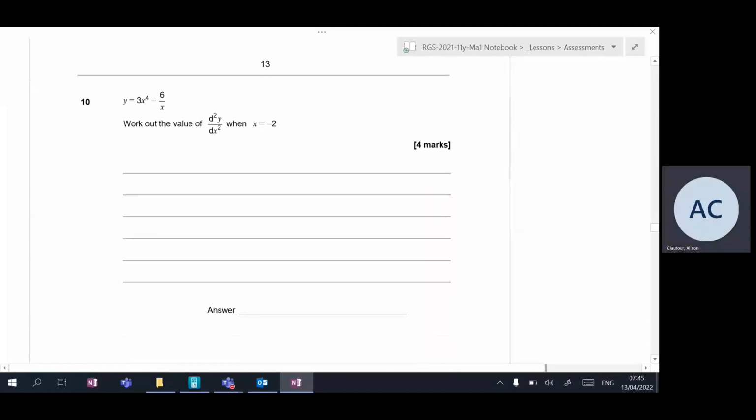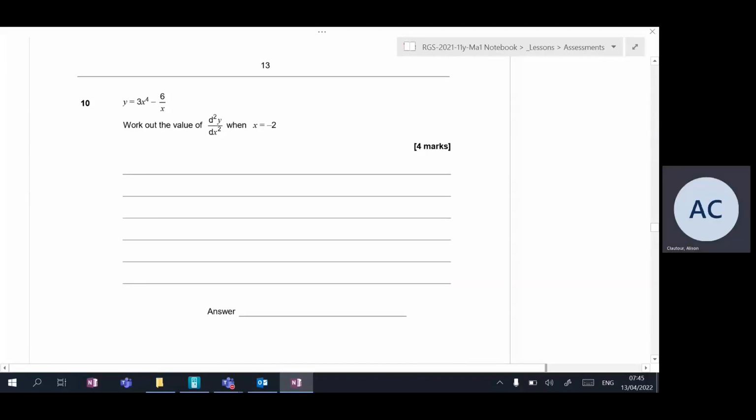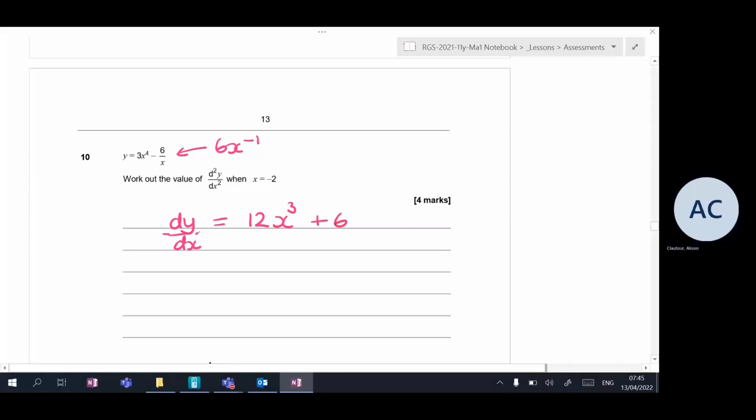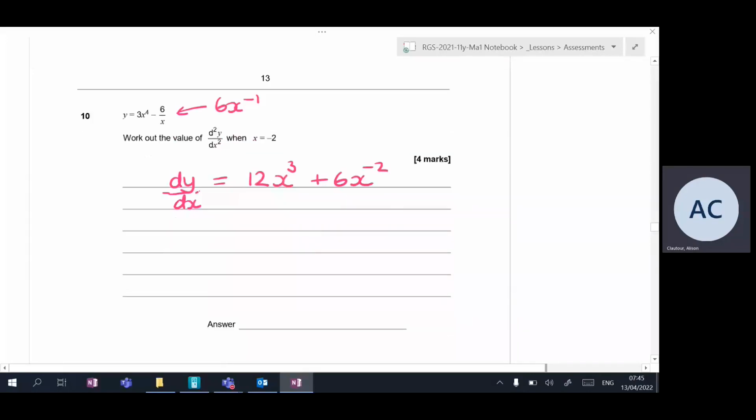Question 10. Quite simple. Wants us to work out the second derivative when x is -2. So we're going to differentiate once. So bring the power to the front, take 1 off the power. Okay, 6 over x, we have to think about powers. Remember, reciprocal is a negative power, so this is the same as 6x to the -1. So if we take the power to the front and take 1 off the power, we've now got plus 6x to the -2.